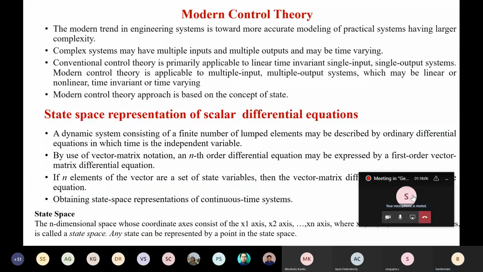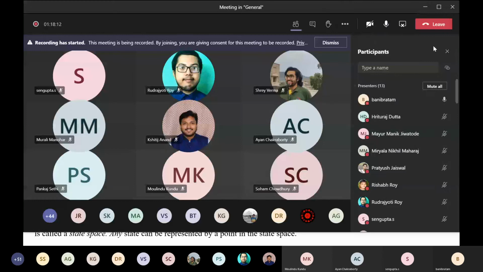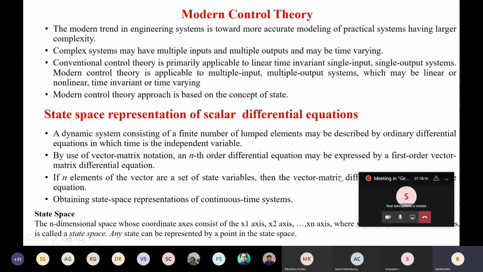Yeah, so my microphone is muted. You can see and hear, right?